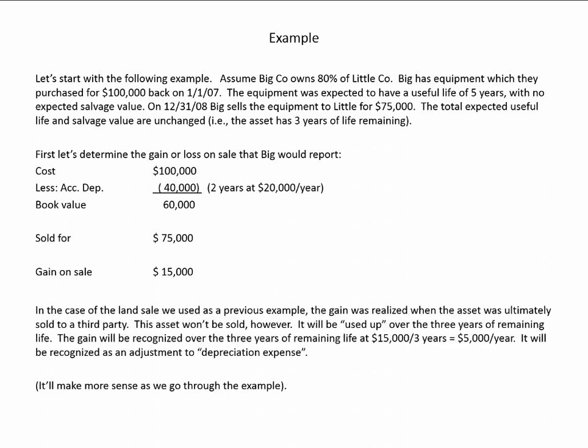Now, again, in the case of the land sale we used in the previous example, the gain was realized when the asset was ultimately sold to a third party. Now let's assume this asset won't be sold. It's going to be used for the next 3 years and then it will be scrapped. So this asset is going to be used up over the 3 years of its remaining useful life. The gain is going to be recognized as we use up, as we consume the asset. And it's going to be recognized, $15,000, over 3 years at the rate of $5,000 per year, as an adjustment to depreciation expense. And again, this will make a lot more sense as we go through the example.